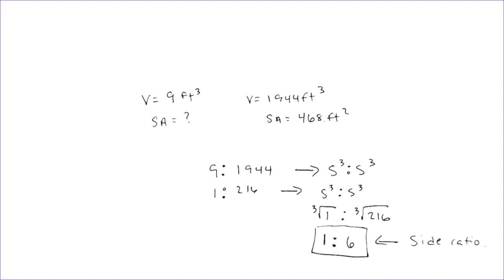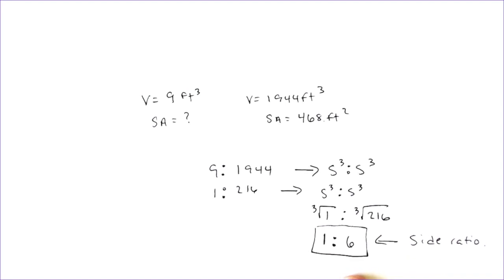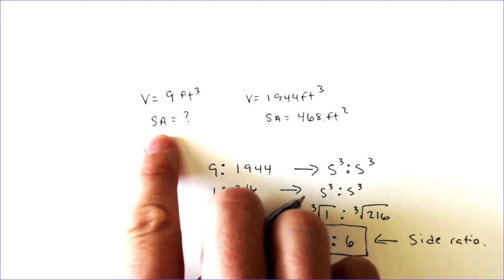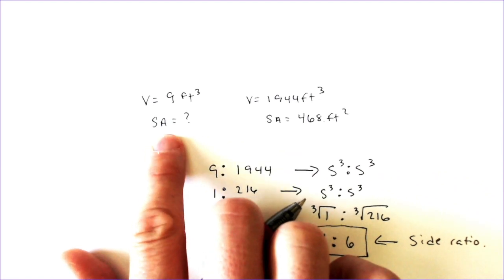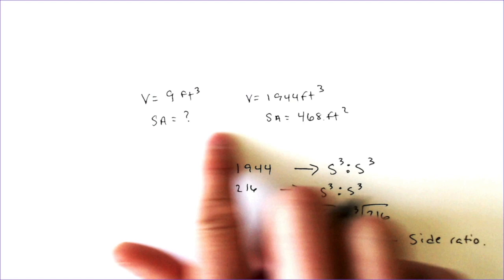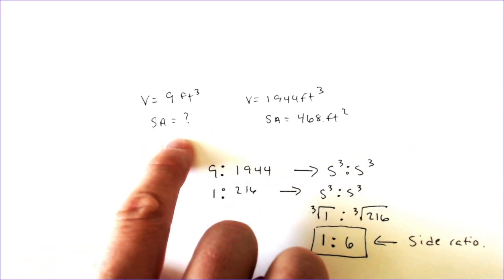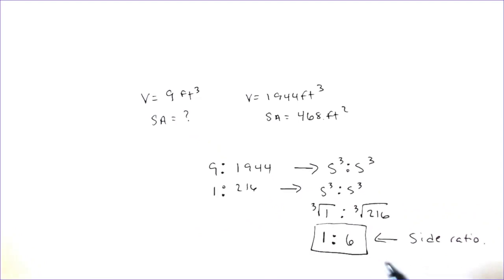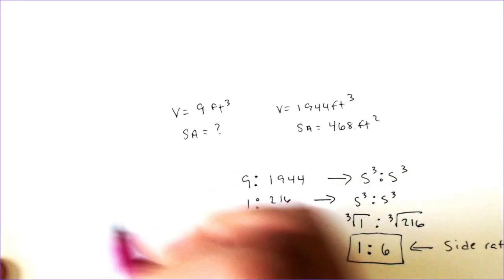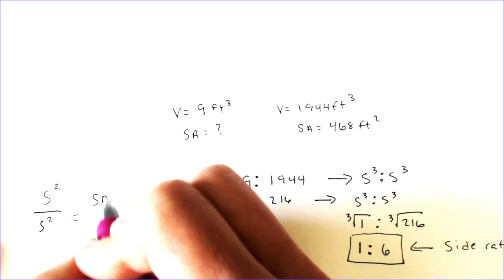And that is paramount to being able to figure out the next phase. Once you have that side ratio, then you can find out the missing information that we need, which is the surface area in this case. So you have to find the side ratio first, and then we're going to find what we actually were asked to find, which is the surface area of this missing shape. So now that we have the side ratio and we're looking for surface area, side squared over side squared will equal the surface area over surface area.